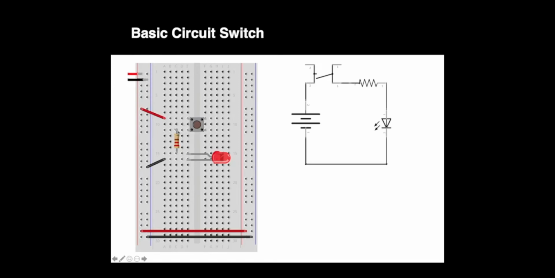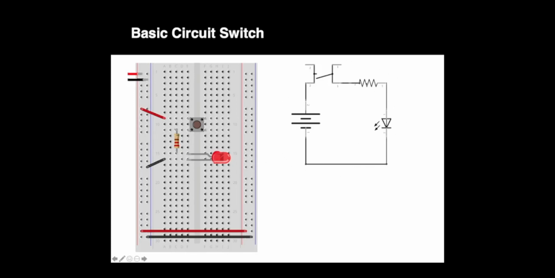And then the switch is connected to the resistor, which is then connected to the LED, which is then connected to ground. So if you press the switch, then it should open up the connection and turn on the LED. If you release it, then it'll break the connection and turn off the LED. It's basically the same thing I was doing by pulling the wire out and then putting it back.